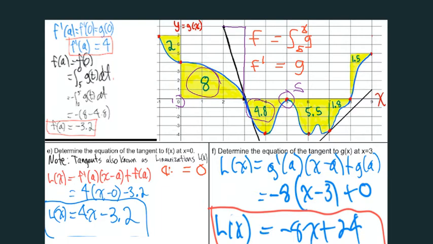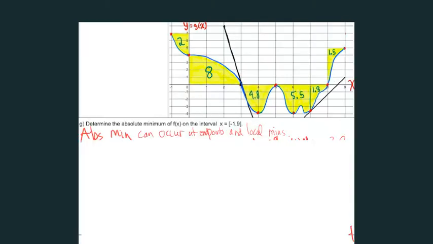Okay, so let's try another problem. This is a classic question that is often on. You're given a graph like this, and then it asks you for an absolute minimum or maximum on an interval. So let's think about that for a second. If I had a graph like this, and this was my interval, and I had to find the absolute minimum.